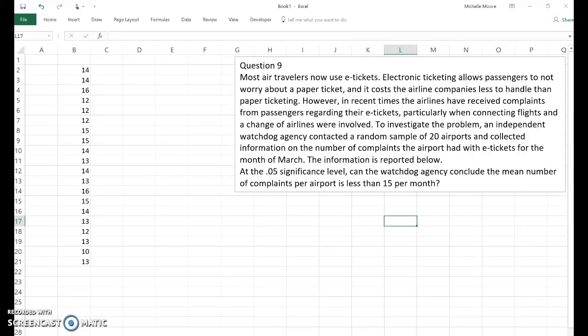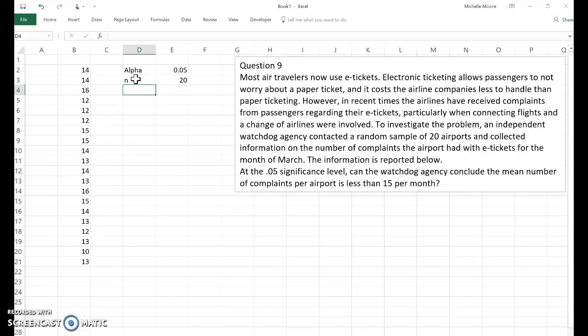So we don't have summary data, we have the raw data of the actual number of complaints. And because of that, we need to figure out some of our variables. We'll start with what we know. So we know N, we have 20 airports. We also know, and put this at the top, what alpha is, right? This is our level of significance, 0.05.